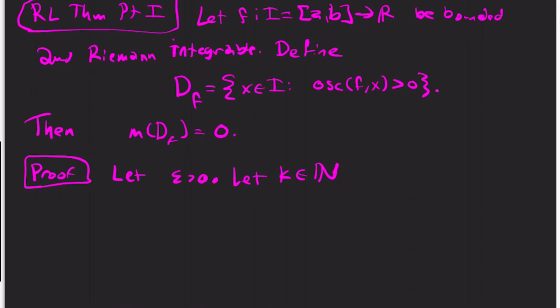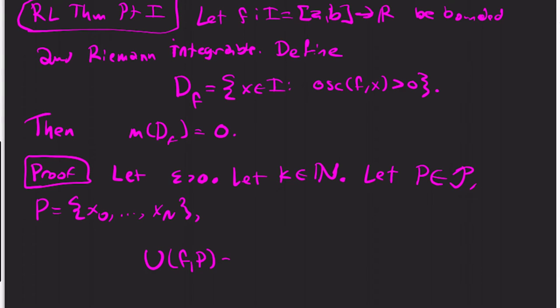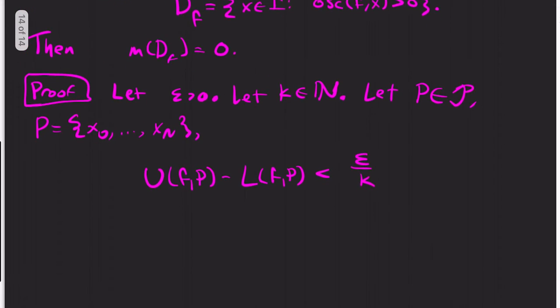So let k be in the natural numbers, so that we're going to fix that for now. And now I'm going to invoke Riemann integrability right off the bat to name a partition such that the upper Darboux sum minus the lower Darboux sum is less than epsilon over k. The over k is important here.